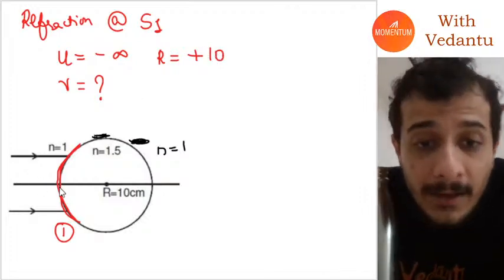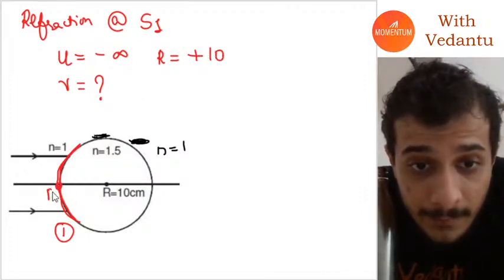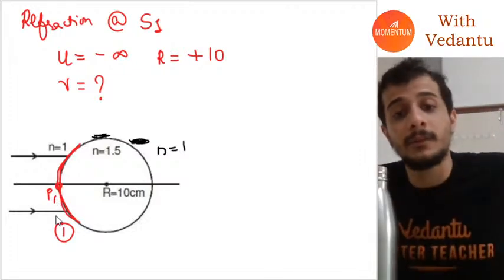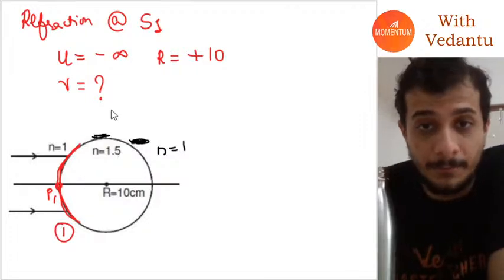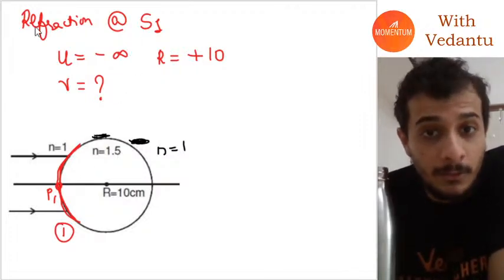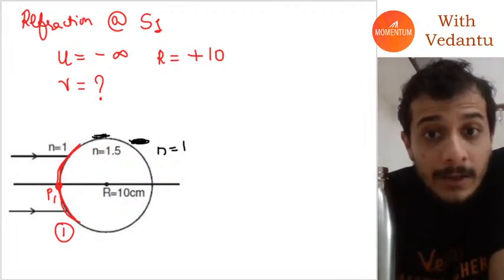I hope everybody understands that for this surface, this will be the pole, and that is what you will consider as origin. Now let's try to find out the value of V. So how do we calculate that?